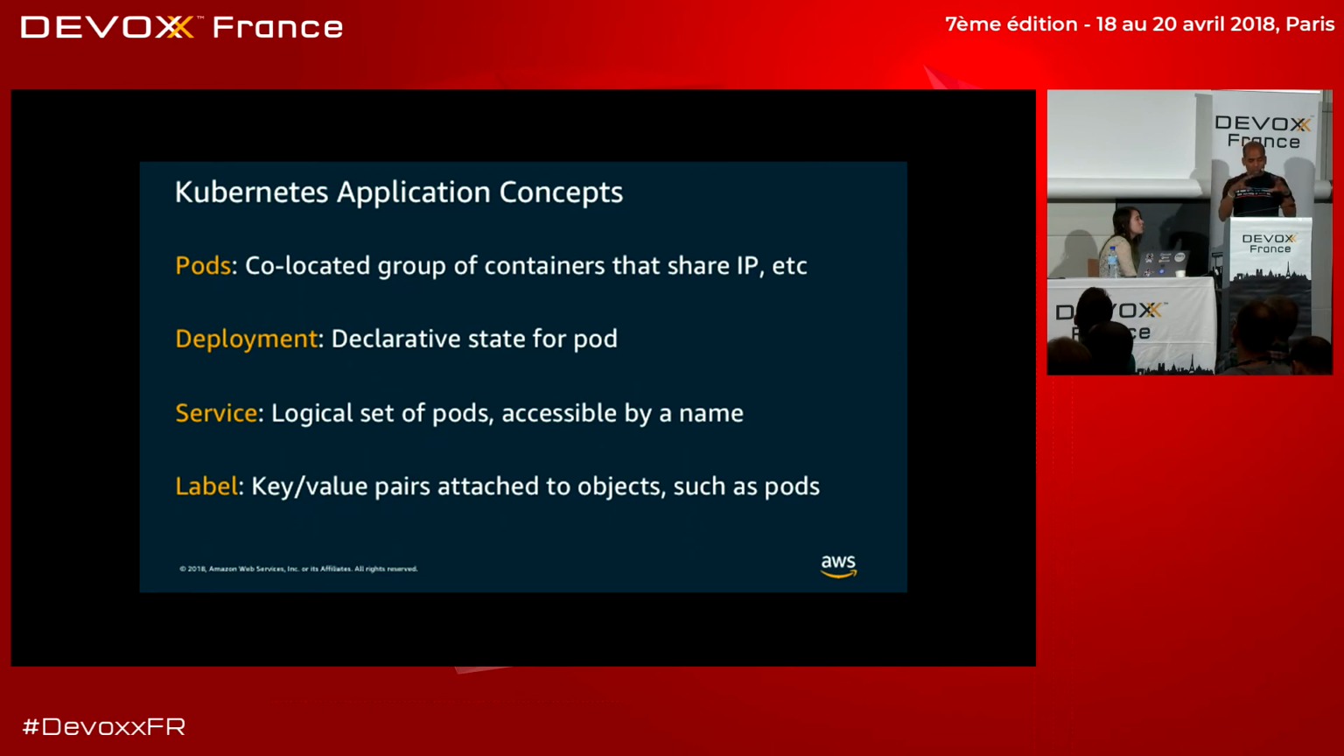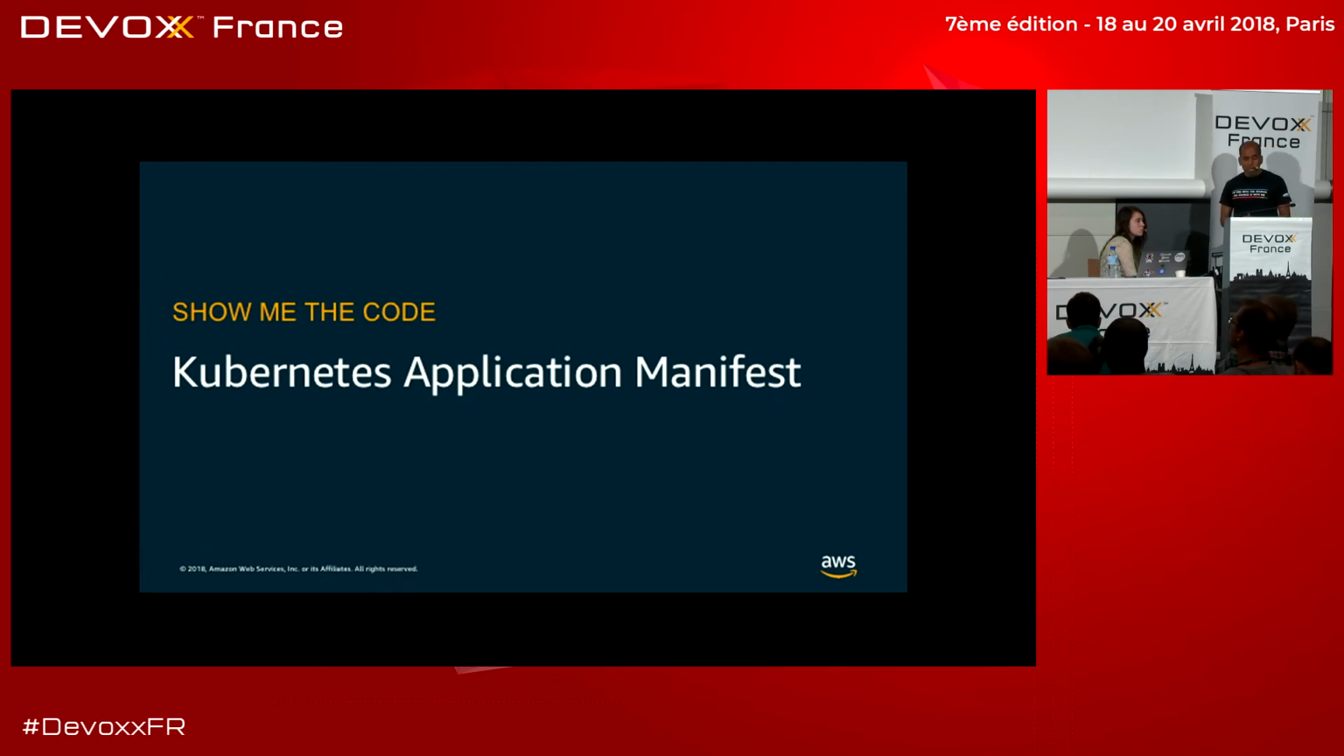And so a service really is a logical set of pods that is accessible by a name. So in terms of creating microservices, that is your logical abstraction. Okay, so those are my key application concepts. So let's take a look at the Kubernetes application manifest, and what that looks like for the application that we just talked about for ECS and now for Kubernetes.